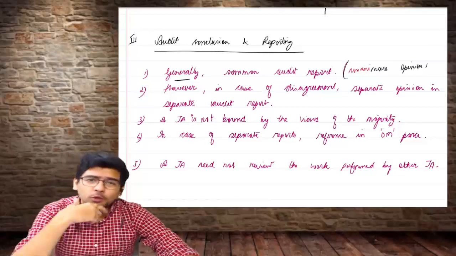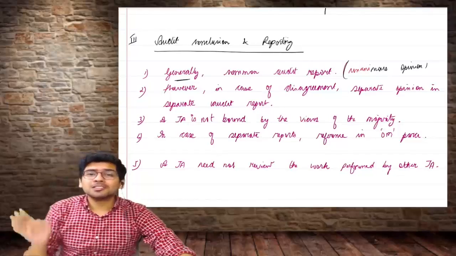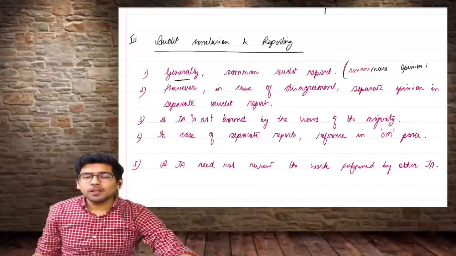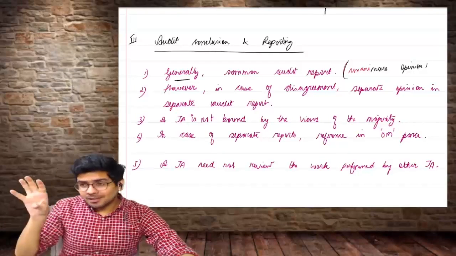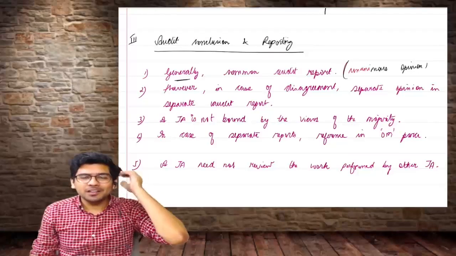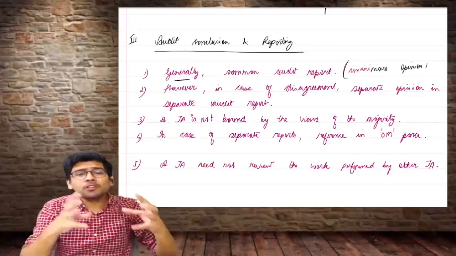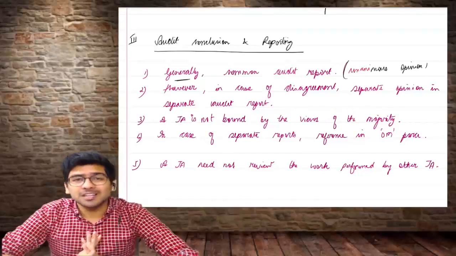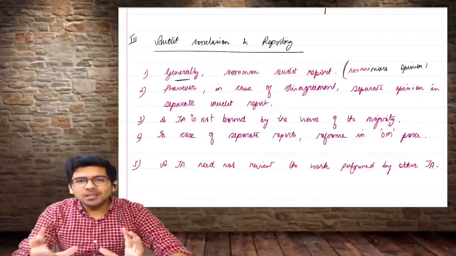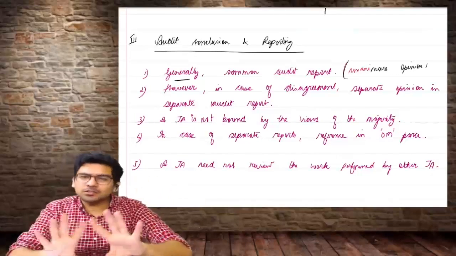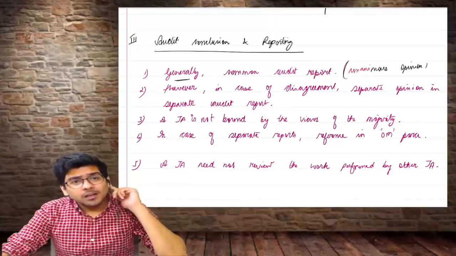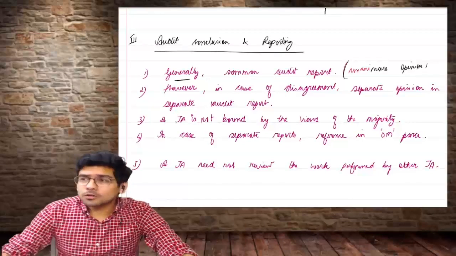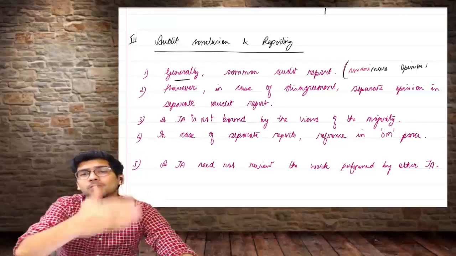In this case, what is going to happen now? Let's say there are 4 auditors, 3 say unqualified, 1 says qualified. The one who is left out, let's say auditor D and company, is not bound by the opinion of the majority. He can give his separate opinion also. Please understand this. Generally in case of joint audit, there is a unanimous opinion, but there might be some disagreement also. D and company is not agreeing to what A, B and C feel.